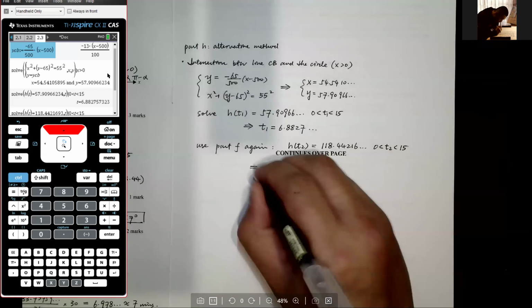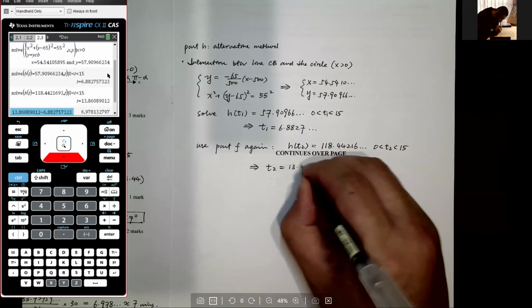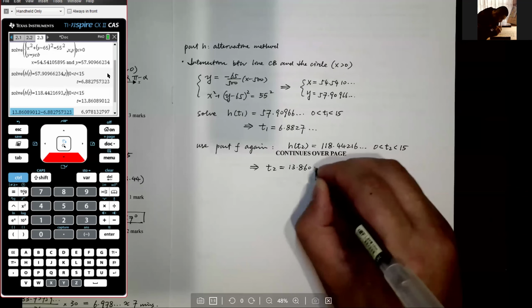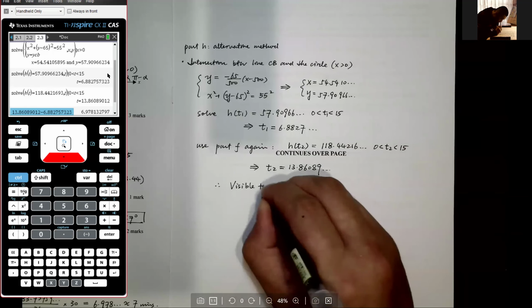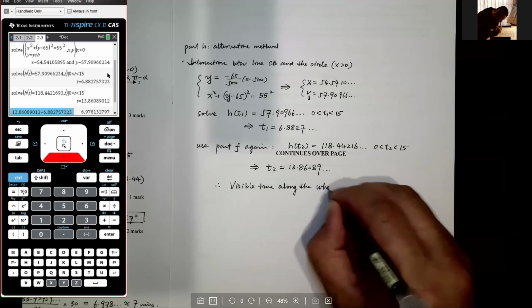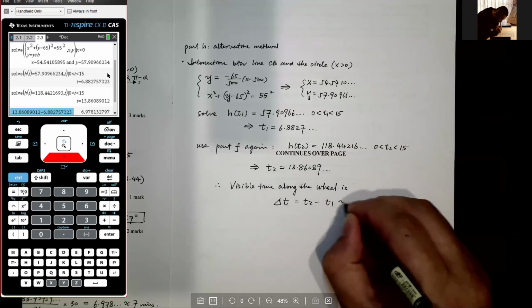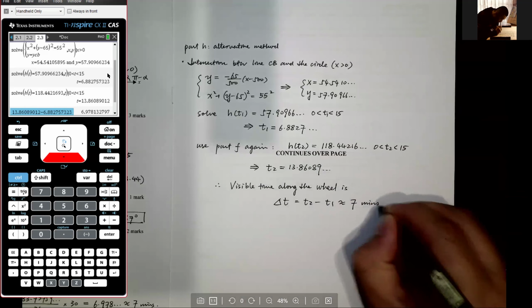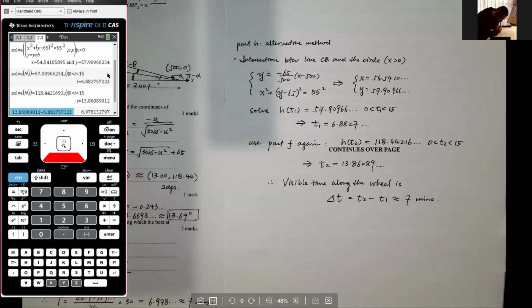So you get t2 equals 13.86089. Therefore, feasible time along the circle, along the wheel, is delta t equals t2 minus t1, which is rounded to 7 minutes. I think that's the otherwise approach, okay? Otherwise approach, but you can see it takes more steps. So just be very careful if you apply any other alternative method, okay?